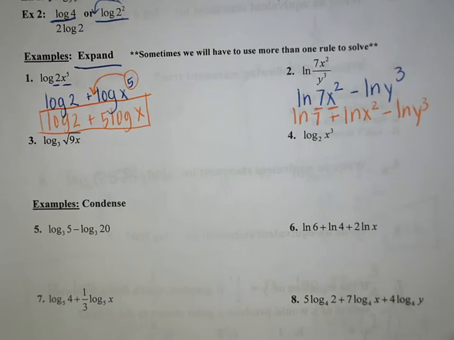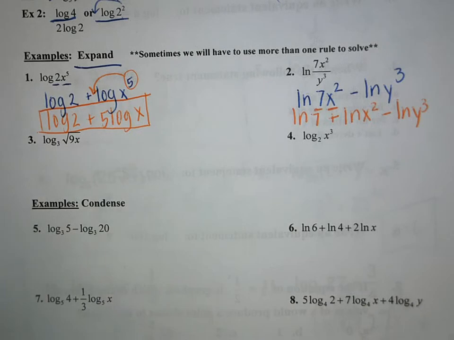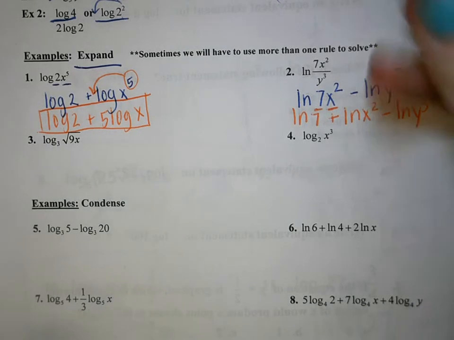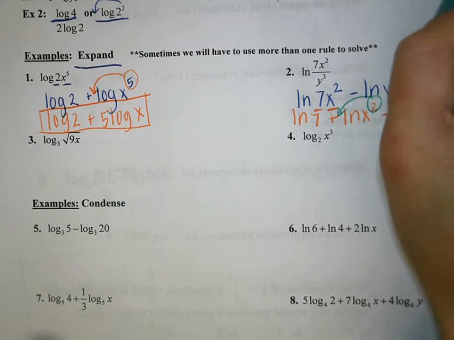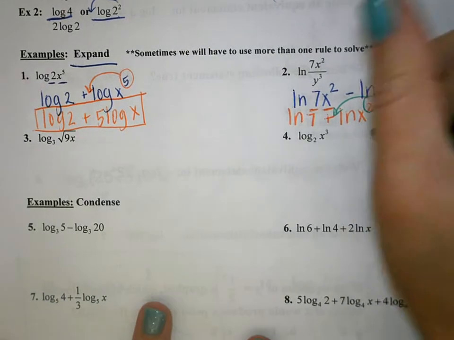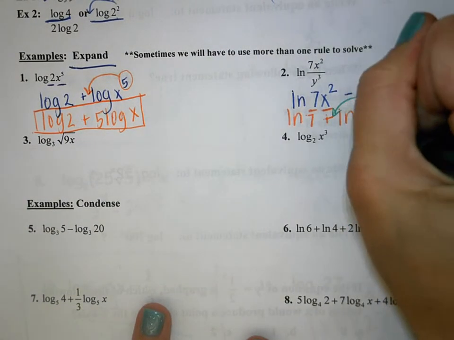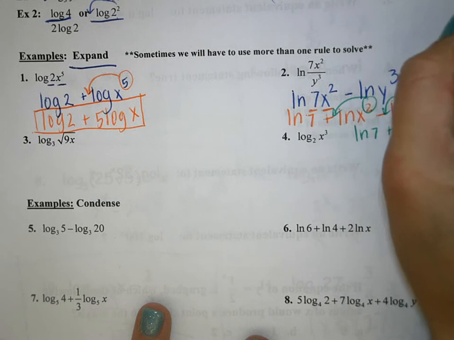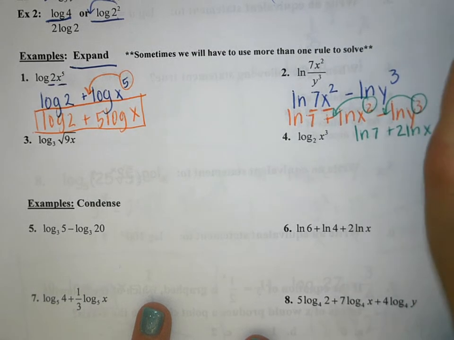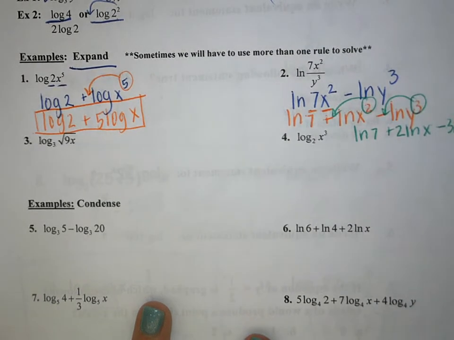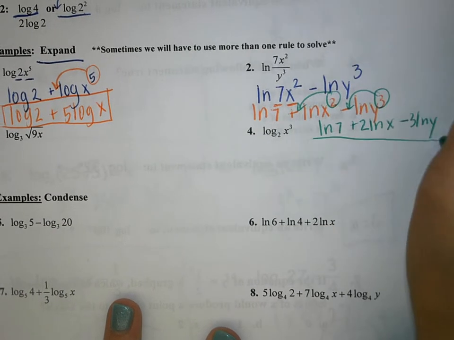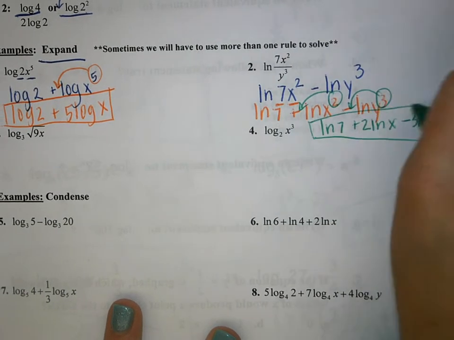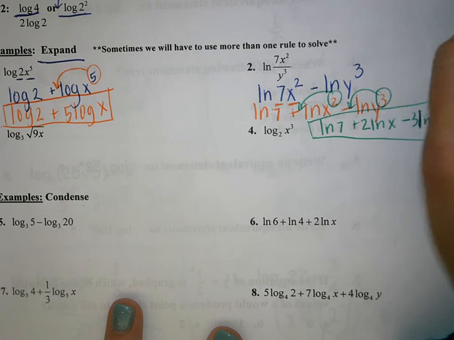And then hopefully you notice that you still have these exponents. So here I need to take this 2 and bring that in front, and I need to bring this 3 in front. So I end up with the natural log of 7 plus 2 natural log of x minus 3 natural log of y. And that is my final answer. And that's natural log.